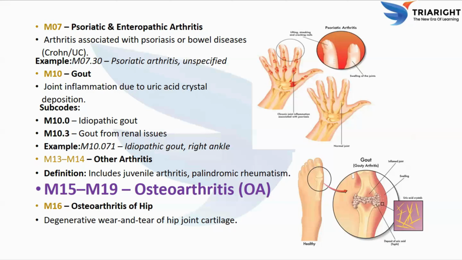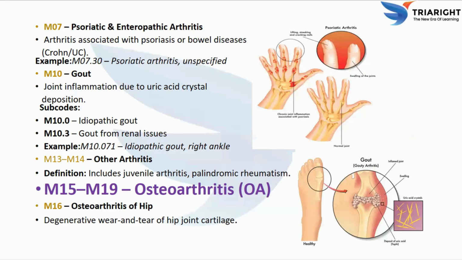On the right side you can see the picture of psoriatic arthritis, the top picture. This image shows swollen digits, red inflamed joints, nail changes like lifting, pitting, and cracking, asymmetrical swelling, and chronic inflammation extending from skin plaques to joints. This helps the students visualize how psoriasis and joint inflammation coexist.